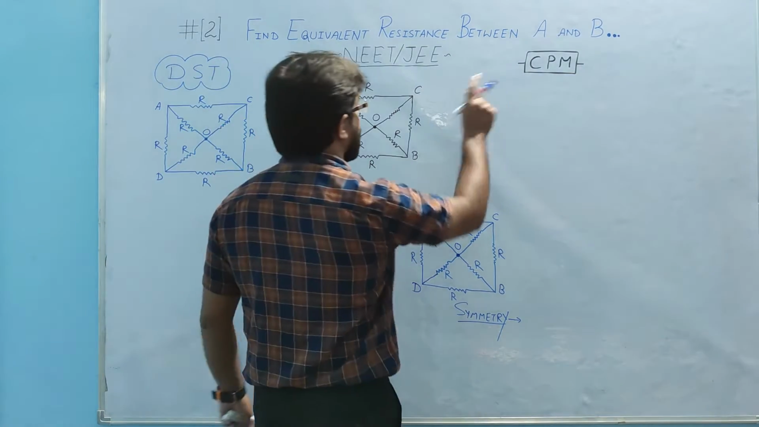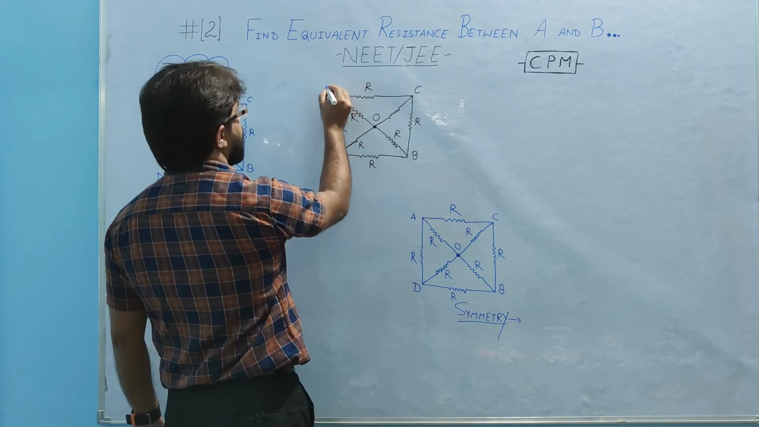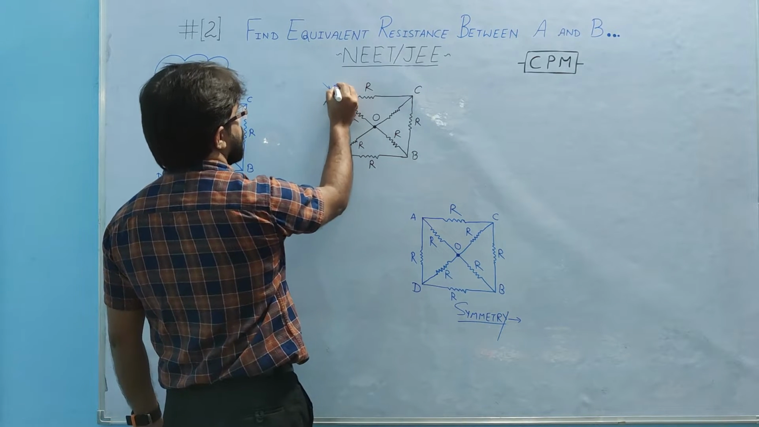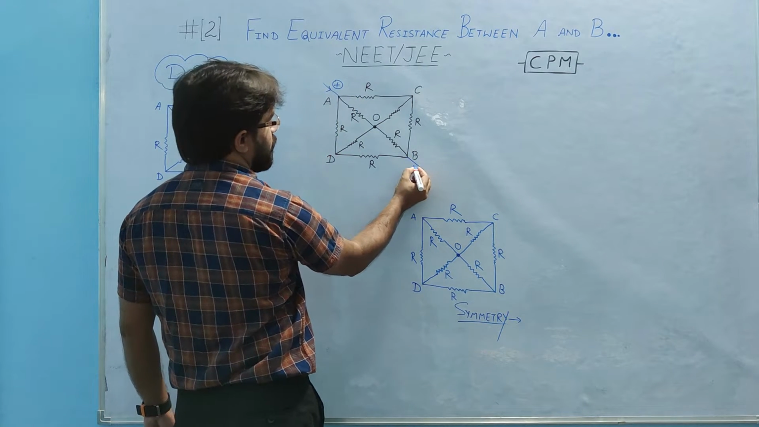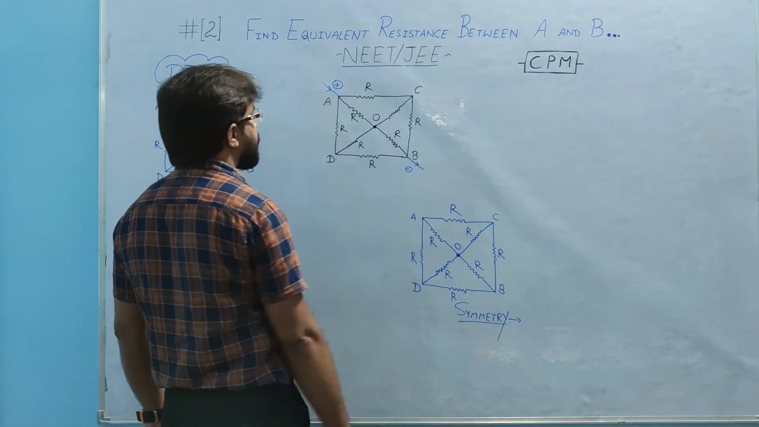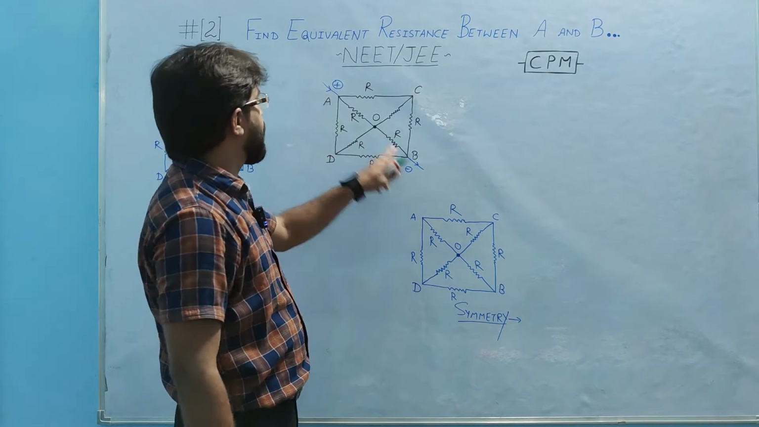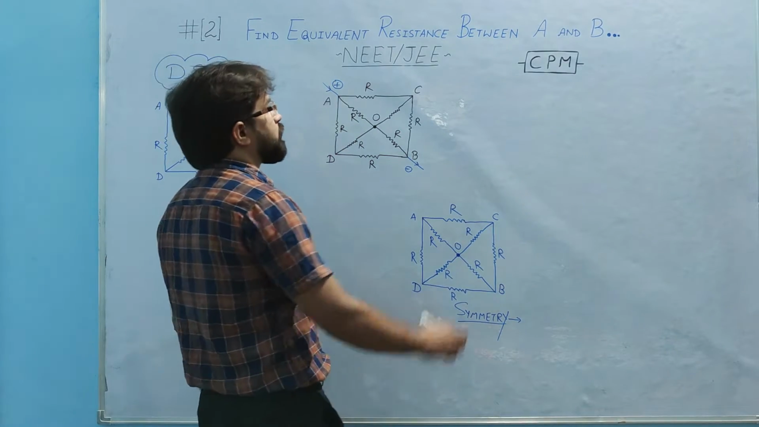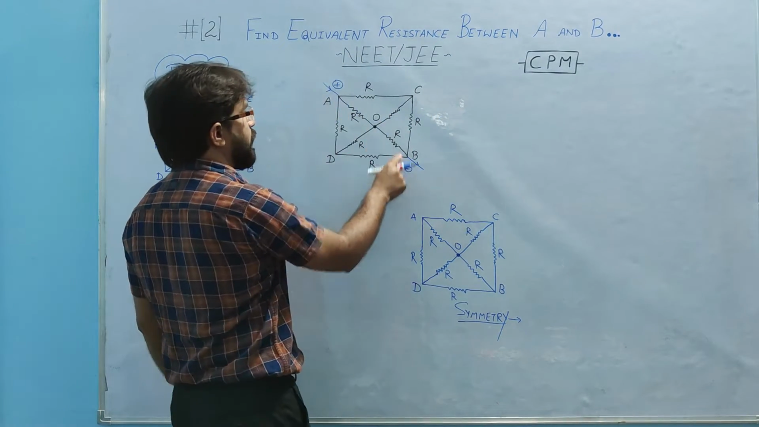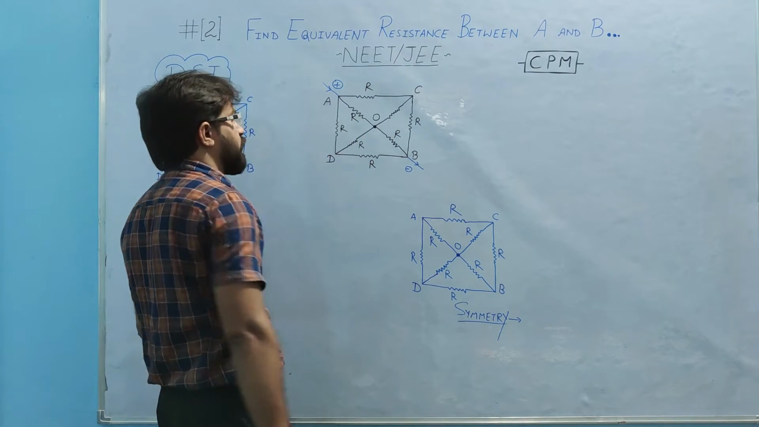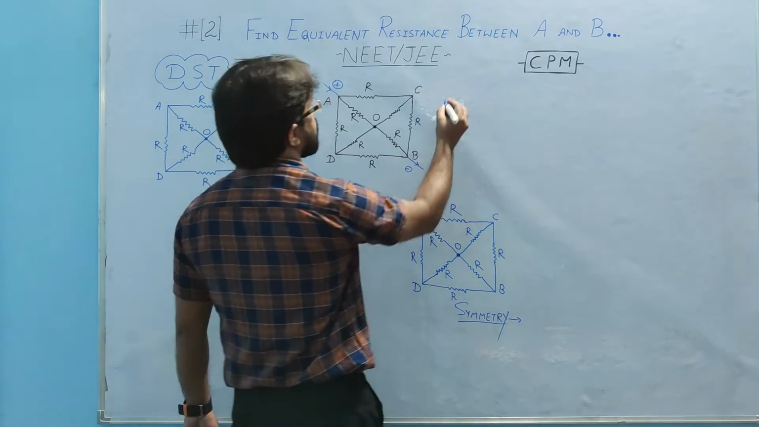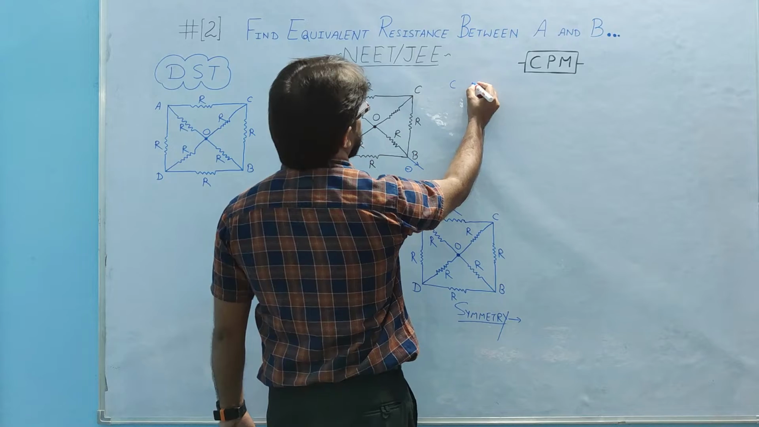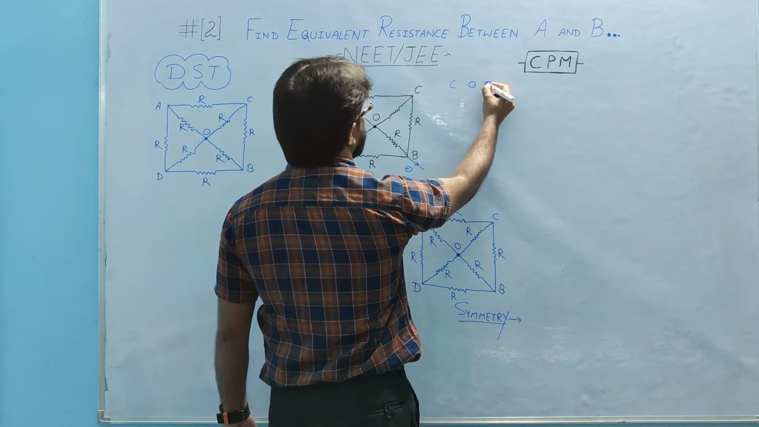So for CPM, as you know, we will connect A with the positive terminal and B with the negative terminal of a cell or battery, or we can send current from B to A, then it would be negative. Now for CPM, other than A and B, C, O and D are 3 points there. So we will check whether these are at the same potential or not.